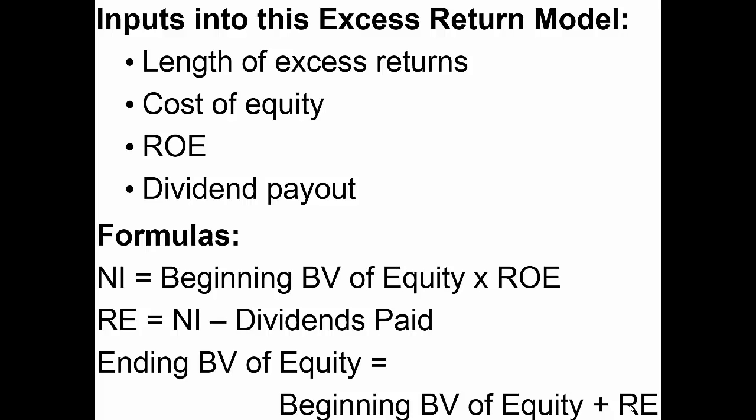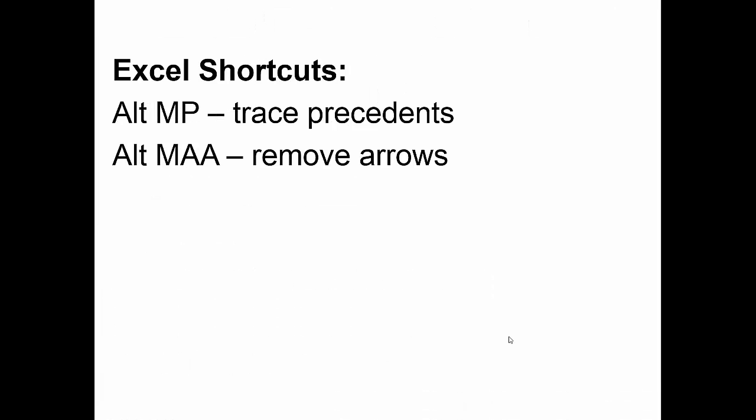If you're curious as to how the spreadsheet calculates some of these numbers, I want to remind you of a couple of Excel shortcuts. If you press Alt-MP, that's going to trace the precedents. It will draw arrows to show you where the numbers are coming from in the formula. And once you have these arrows drawn, you can remove them by pressing Alt-MAA, and that's going to get rid of the arrows. When you're trying to analyze a complex spreadsheet, these shortcuts prove to be very helpful.